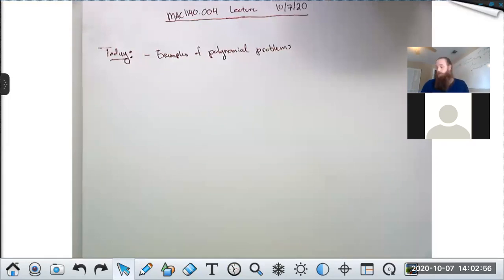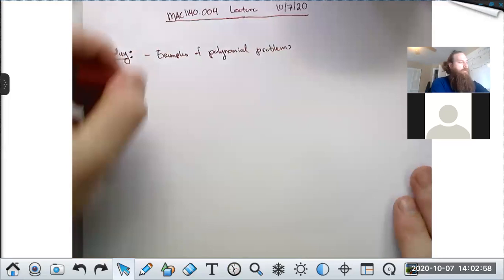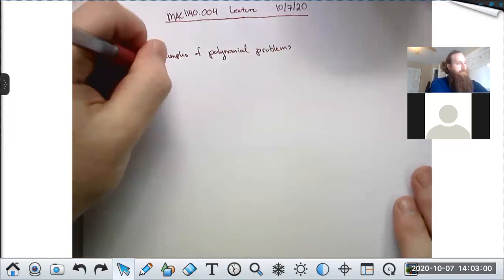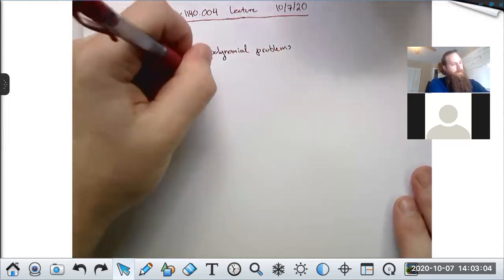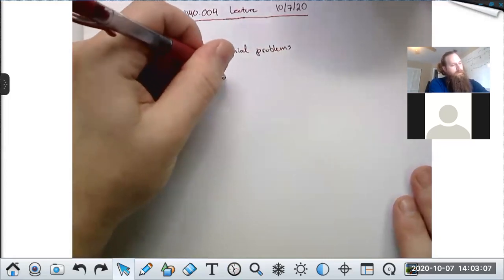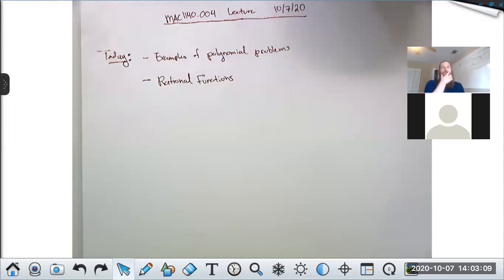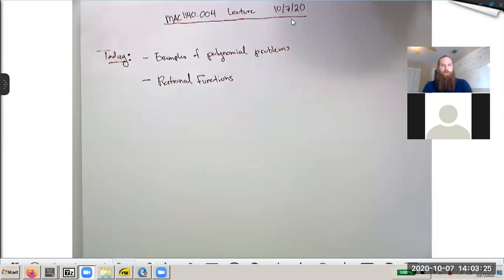But the other thing we got to do is talk about rational functions. And rational functions are functions that are ratios of polynomials. In other words, fractions where the top and bottom are both polynomial functions. So, yeah, without further ado, let's dive in. This is really the whole plan for today. So, what problems would you like to see, Lily?